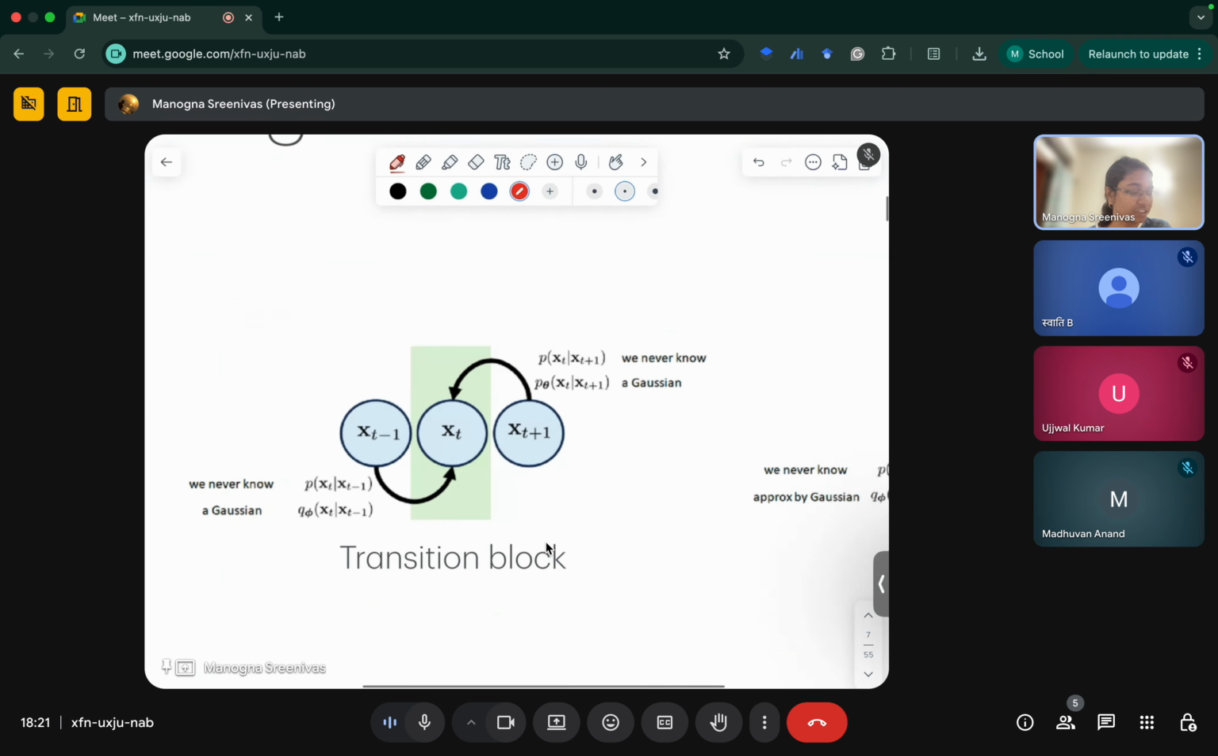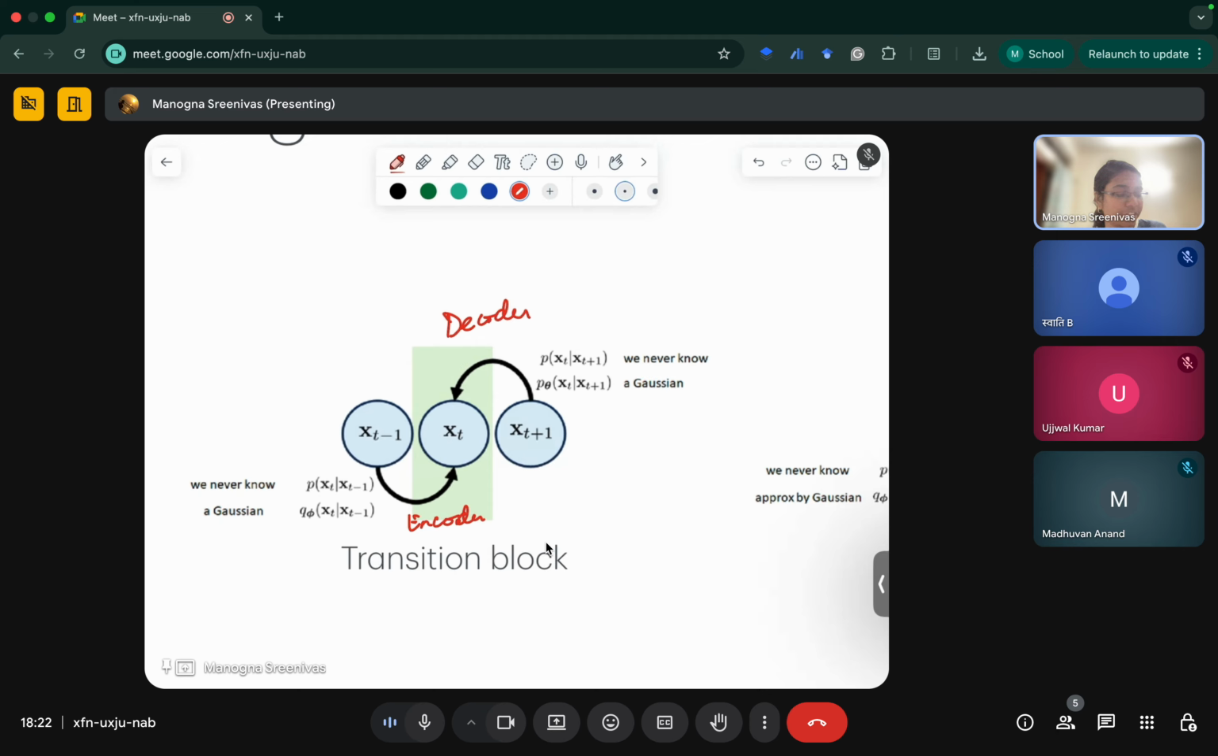And then this is the transition block. Here there are three states involved: the previous state, current state, and the next state. In the forward noising process, the forward sampling process, we go from xt minus 1 to xt. So this involves the encoder. Through the encoder we do this, and then this involves the decoder during the denoising process. Here we are trying to model the encoder, that is p of xt given the previous state xt minus 1, which is also approximated by a Gaussian, q phi of xt given xt minus 1.